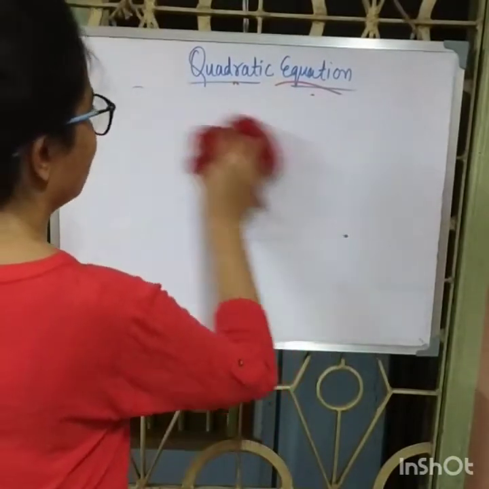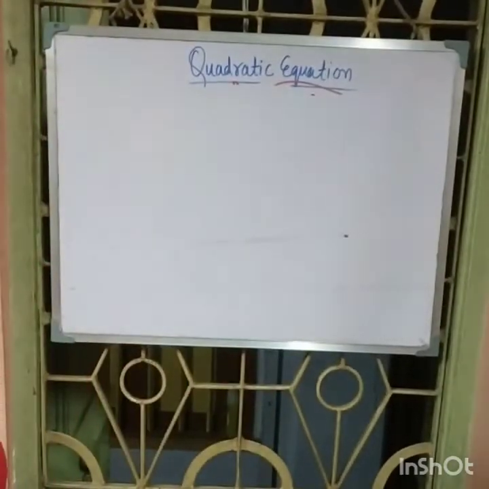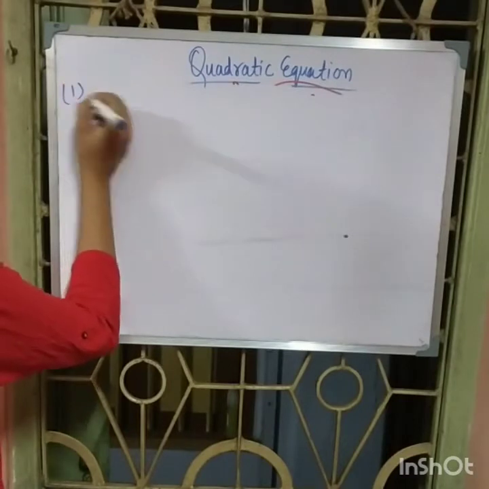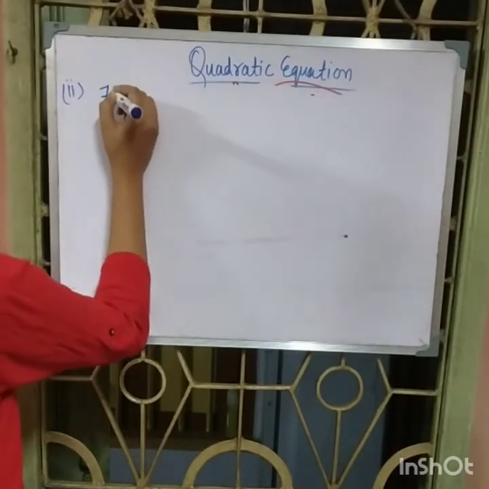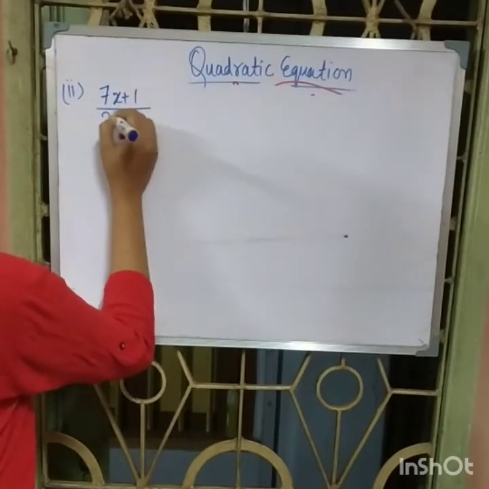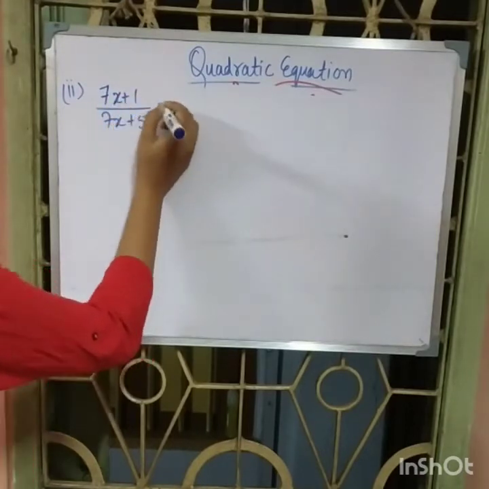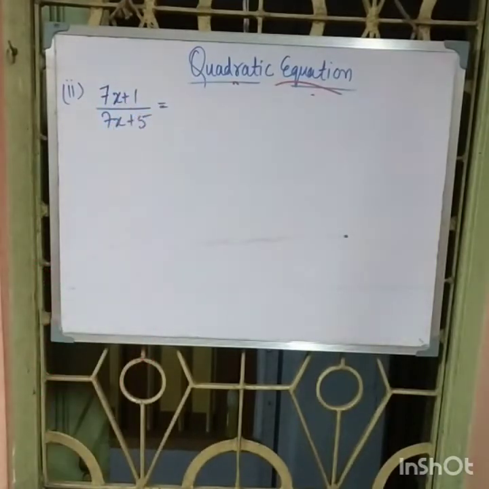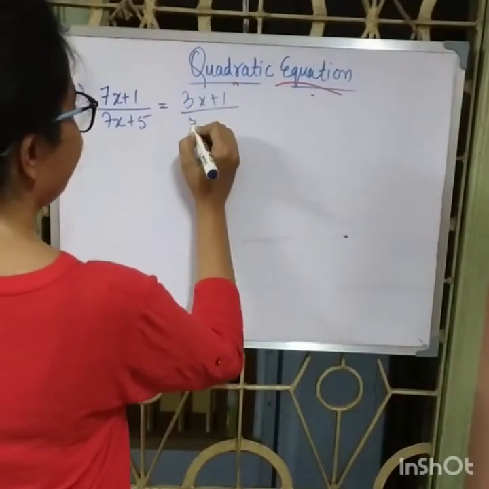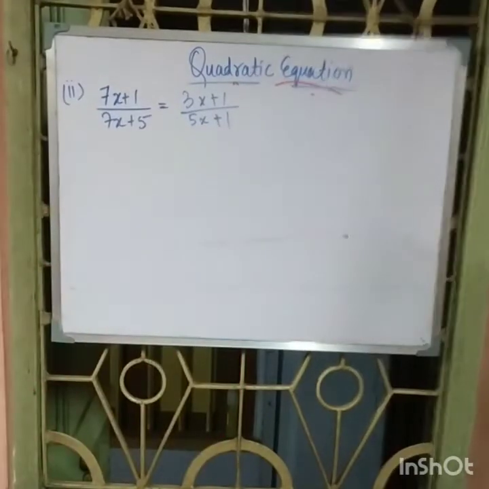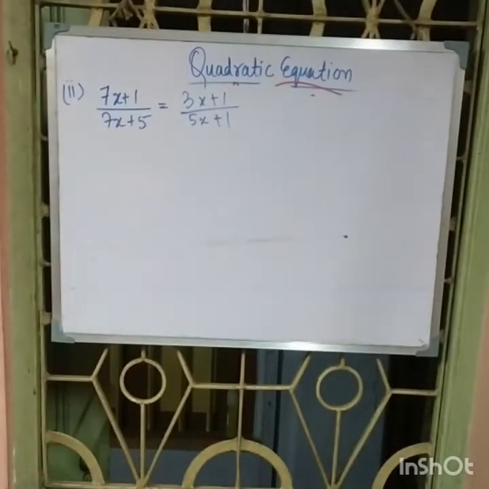This one's going to be long. Okay, so let's again write the question. The question was 7x plus 1 by 7x plus 5 is equal to 3x plus 1 by 5x plus 1. Okay, this was the question.